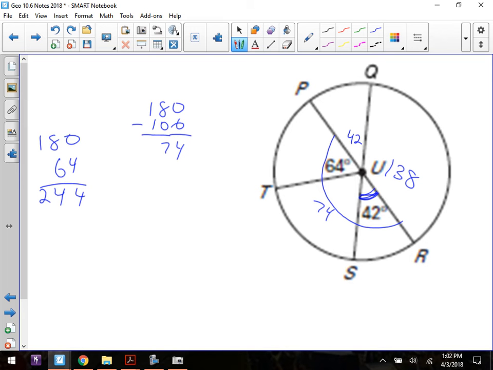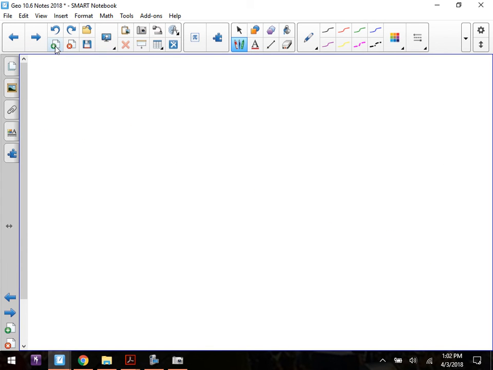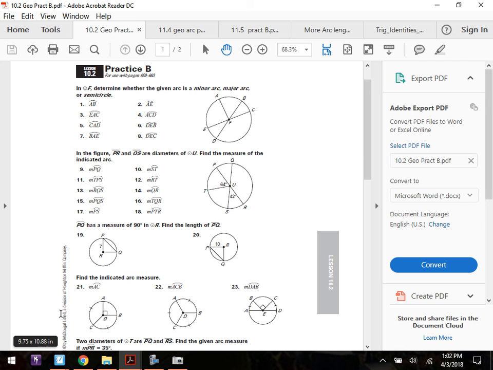Take a look at the problem at the bottom here. But if you look at it, what doesn't it have?